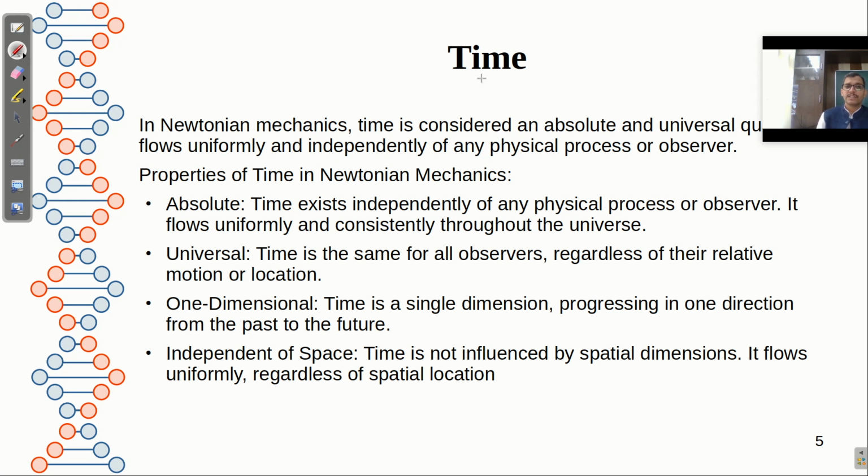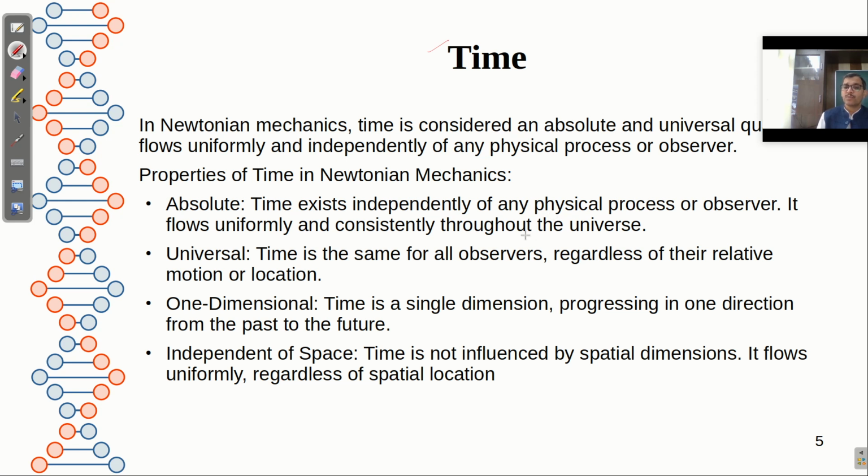Now, next is time. So in Newtonian mechanics, time is considered to be an absolute and universal quantity, flowing uniformly independently of any physical process or the observer. And let us have a look at a few properties of time in Newtonian mechanics. It is absolute, it is universal, one-dimensional, and independent of space. Means time exists independently of any physical process or observer. It flows uniformly, consistently throughout the universe.